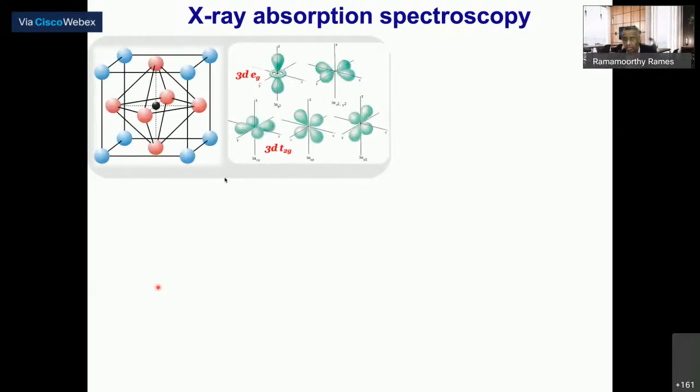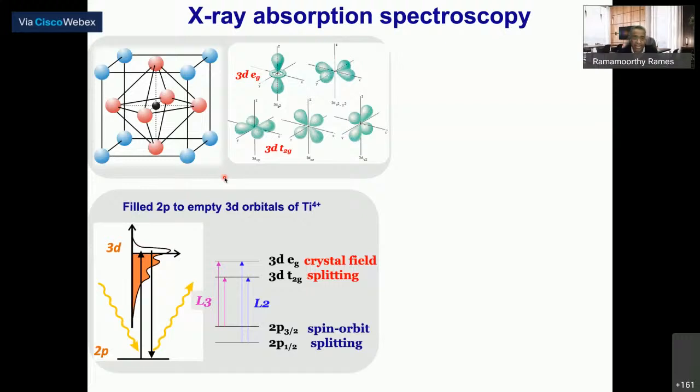We have the biggest expert, Didi, in the audience, so I should not be speaking, but we do use a lot of X-ray absorption spectroscopy. In this case, looking at the 3D orbitals in, let's say, for example, titanium. Those are the eg and the t2g orbitals. And so these transitions basically go from the filled 2p to the empty 3d orbitals of titanium 4+.